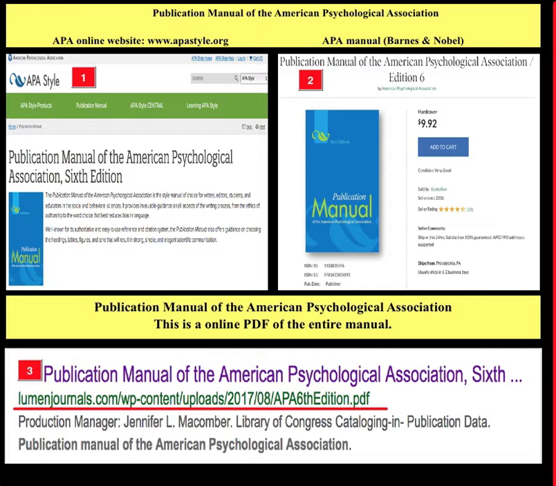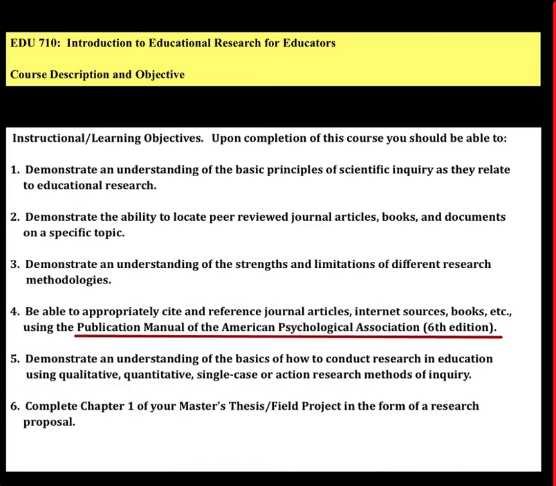That's a real bargain. And number 3, which is at the bottom of your screen, is a URL which is underlined in red. And this website offers a free online version of the manual. So you can actually get the manual for free. And again, it would probably be one of the more important tools that you would have through your 3 research courses. It would be very, very helpful. Okay, now let's go to objective number 6, which is to complete chapter 1 of your master's thesis or field project in the form of a research proposal. So those are the objectives for this course.